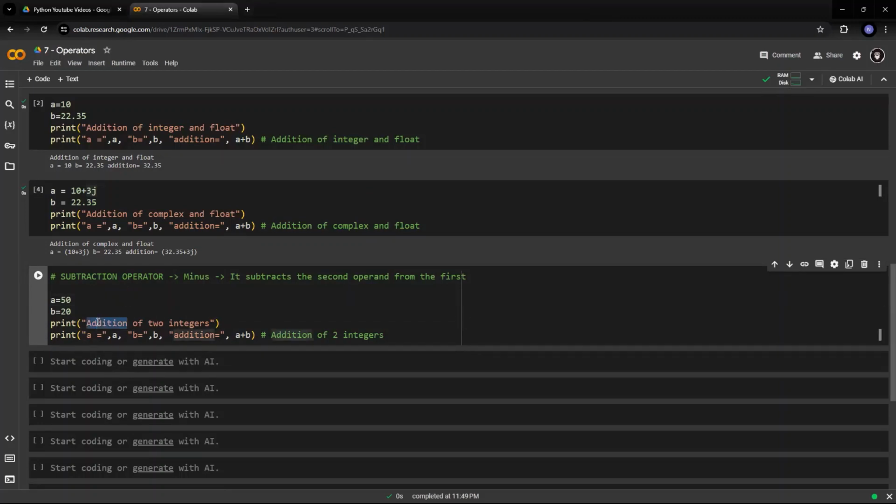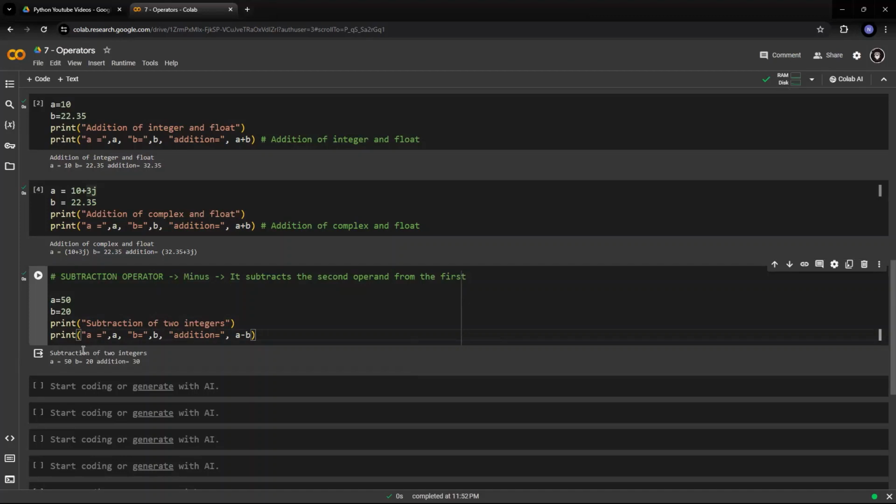So I'll say subtraction of two integers. So I'll say A minus B. This time A is higher than B, so it should be a positive integer. See this? So the difference, okay, not addition, this is subtraction. A minus B is 30. So 50 minus 20 is 30.